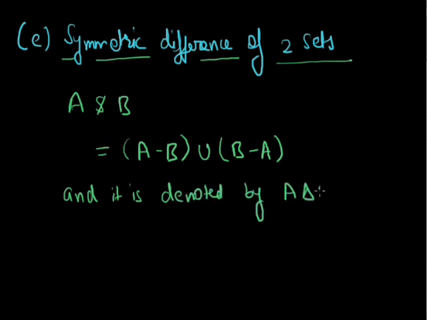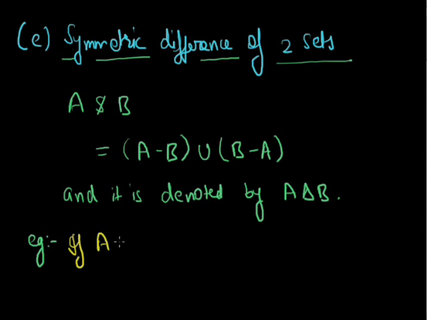A intersection B. So this is what you mean by the symmetric difference of two sets, that is A minus B. We have already seen what A minus B and B minus A mean. So the union of A minus B and B minus A is said to be the symmetric difference of two sets. Now suppose we take one example in this, so we first write down the example.